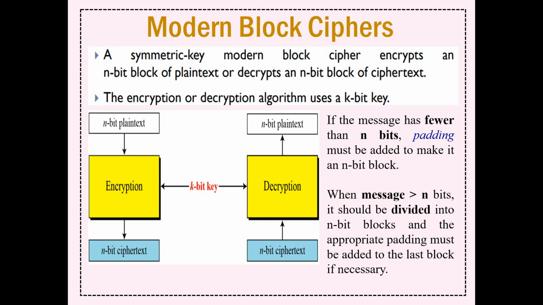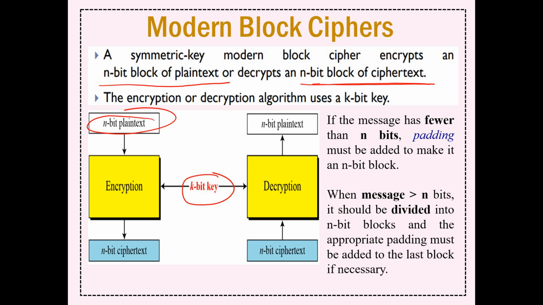So now we come to modern block ciphers and the necessary information. Some of the information is important, so please make a note of it when I tell you to. A symmetric key modern cipher encrypts an n-bit block plaintext. Please keep this nomenclature with you. An n-bit block plaintext decrypts to n-bit ciphertext. So the plaintext block size will always be represented by small n. That's very important, and the k bit will be the key.